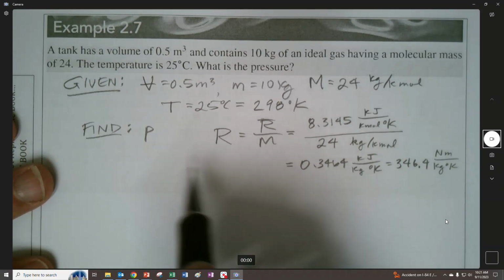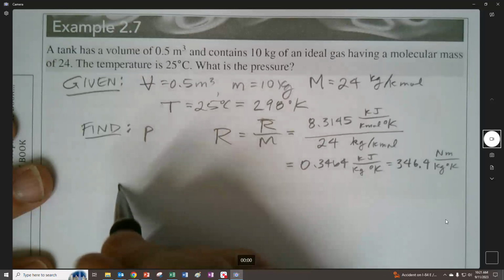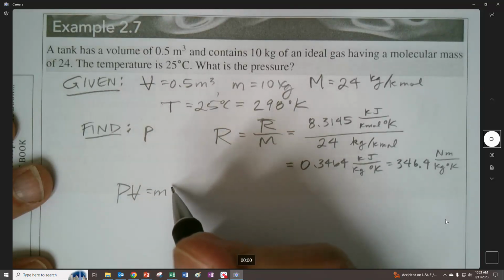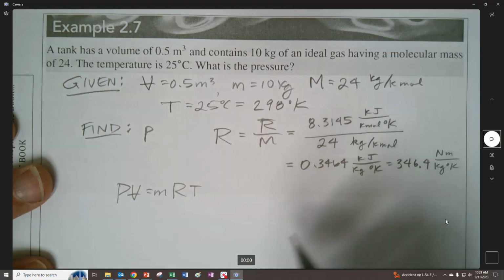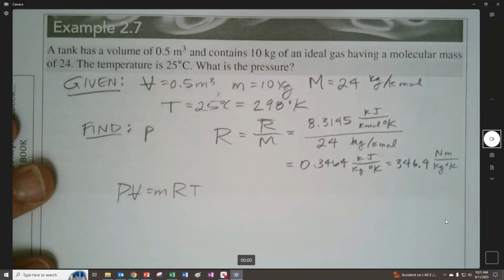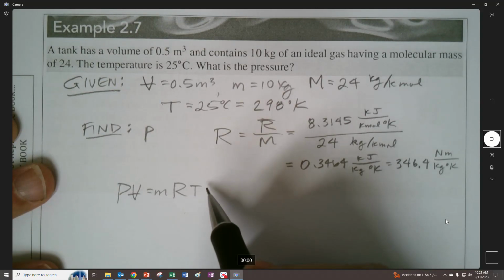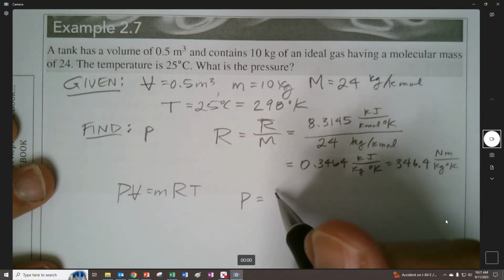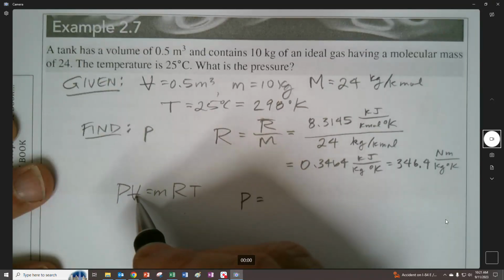All right, so some things are worth memorizing. PV equals mRT is a nice one. It just rolls off the tongue. PV equals mRT. Nice. Not n. So you can just rewrite this and go, all right, so that's going to be mRT divided by V.